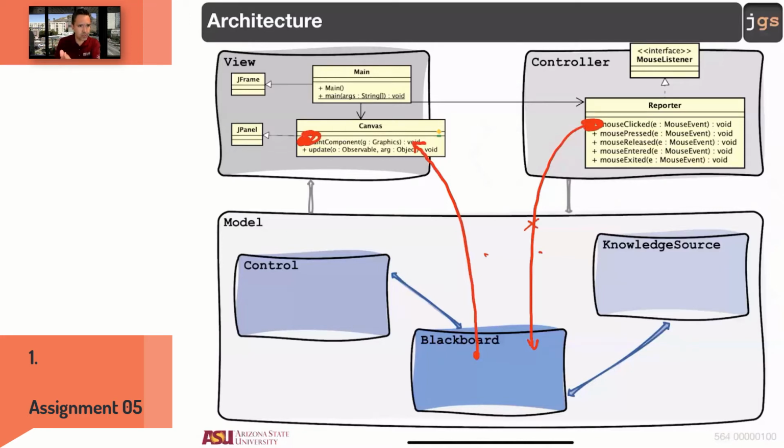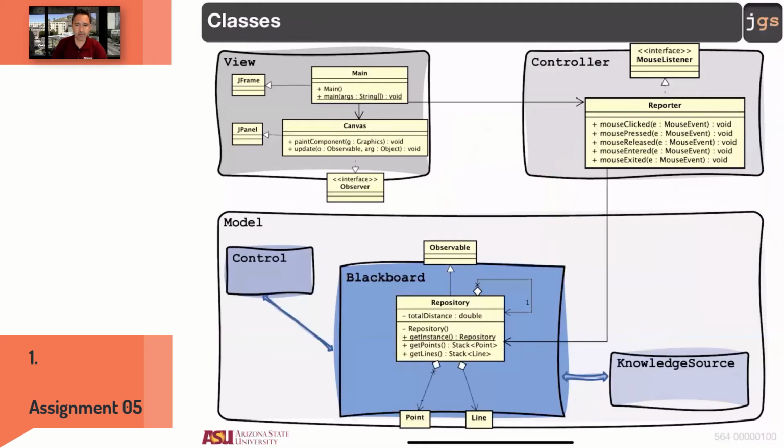Okay, how do we do that? Next. What do you think about these new boxes? Number 1, we need a blackboard. The blackboard is going to be a class, the class that has the data structure. I am going to ask you to call the class repository. Blackboard is a repository.